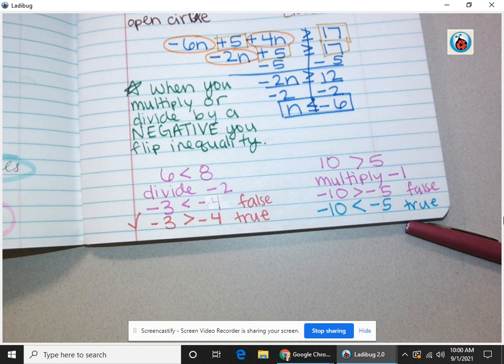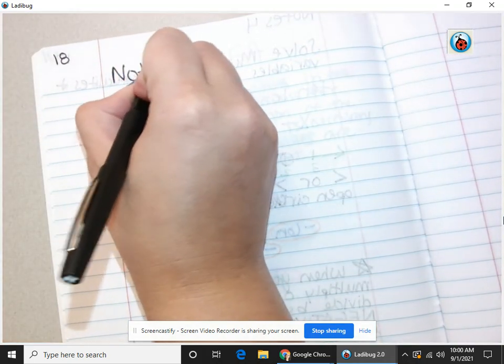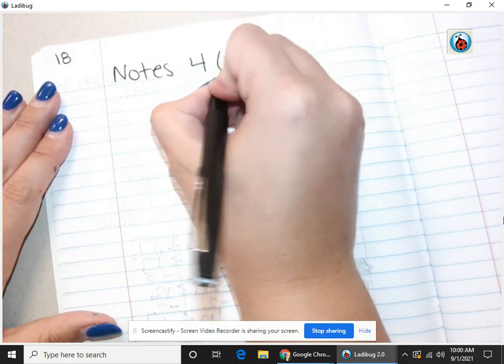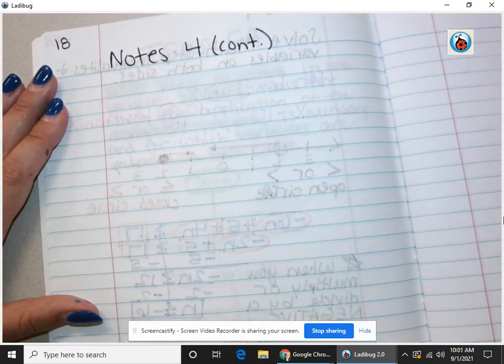Okay, I have to flip the page. If you are still on the same page, that's perfectly fine. But I'm flipping my page and I'm just going to put notes 4 continued so that I know that this is still notes 4.